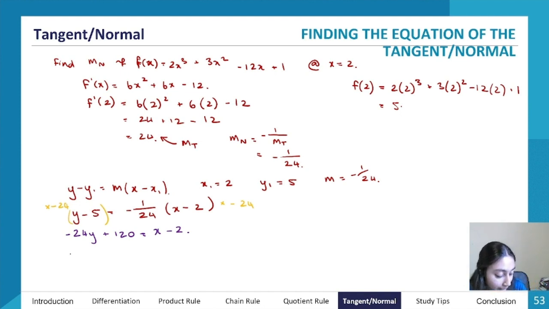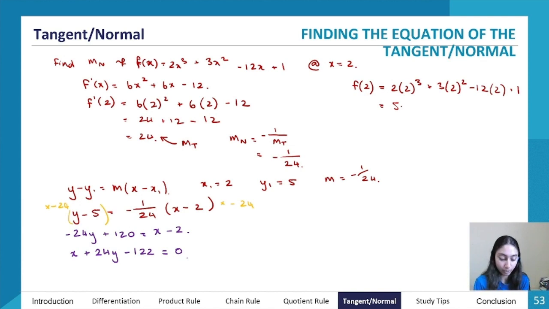So it'll be x plus 24y, because I'm bringing the 24y to the other side, minus 2 minus 120. So minus 122 is equal to 0. And that is my final answer using the general equation.